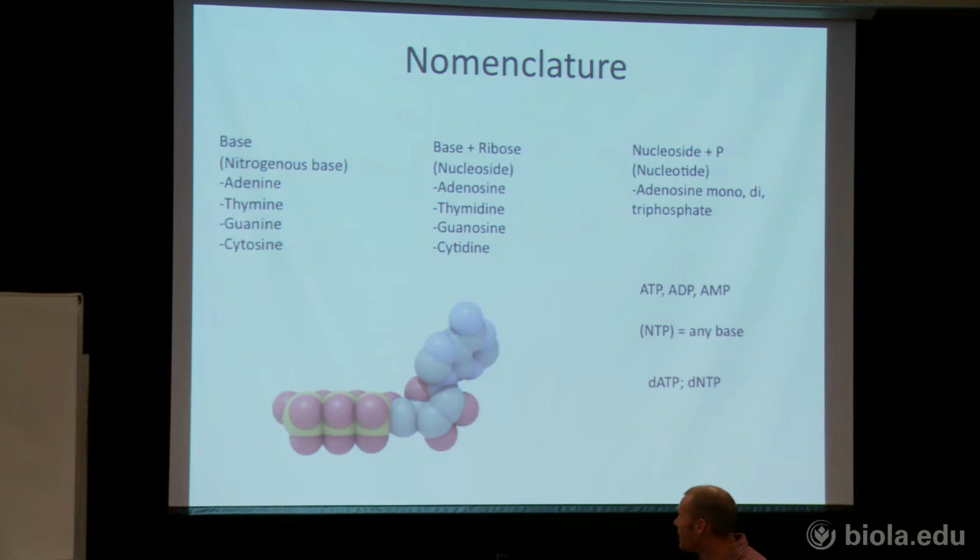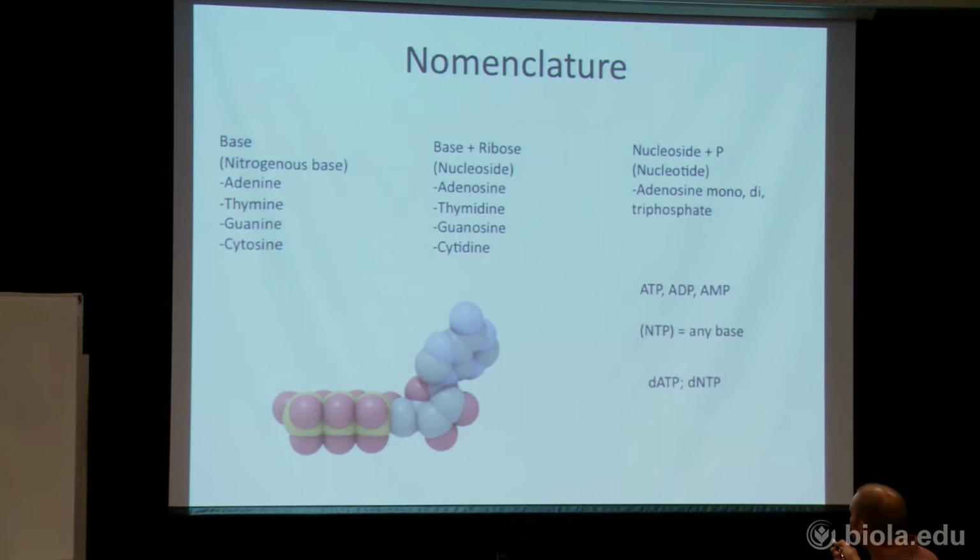If I have a nucleotide, right, I've got a nucleoside plus a phosphate, you have to tell me how many phosphates are there. So it's going to be the same name as if it's a nucleoside, so it's still going to be adenosine. But if I've got a phosphate on it, I need to say, is it a monophosphate, is it a diphosphate, or is it a triphosphate? Okay. Those three forms are going to be very different from each other in terms of the energy that the cell has to put them together.